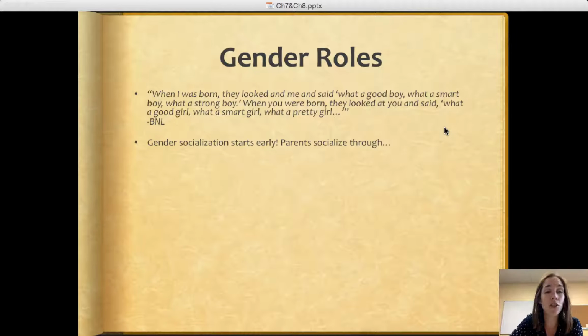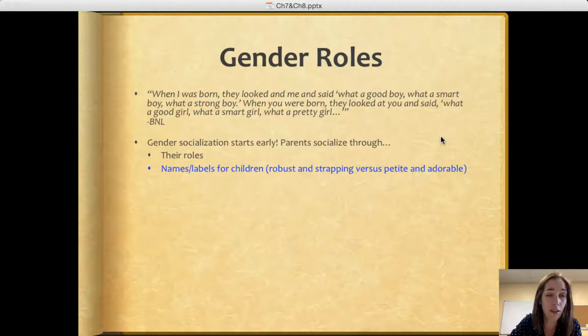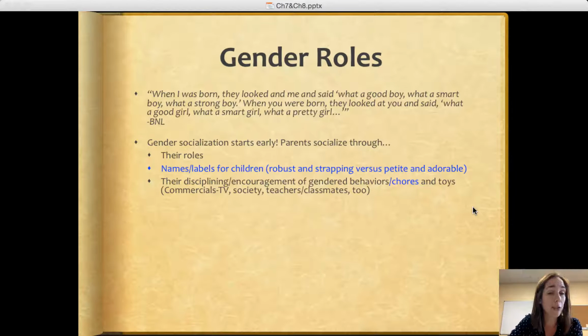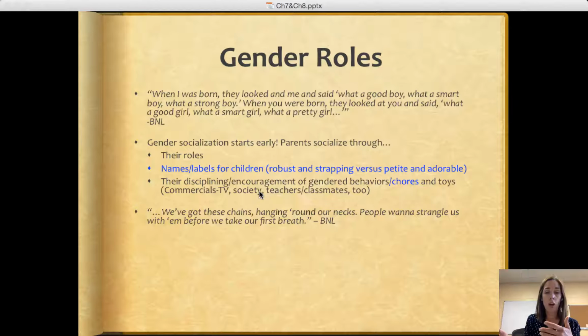But gender socialization starts early. So parents socialize through their roles, so what they show their kids, but they also socialize through what the Bare Naked Ladies are talking about. Names and labels for children, calling boys robust and strapping and little girls petite and adorable. Also, when parents discipline or encourage children about their behaviors, their chores, and their toys, all of these are ways that they are directing children in either one way, masculine or feminine, or across, or maybe neither if they're just laissez-faire parents and don't do anything. Also keep in mind, commercial, civic society, teachers are huge, and classmates are also socializers, so they also play a role.